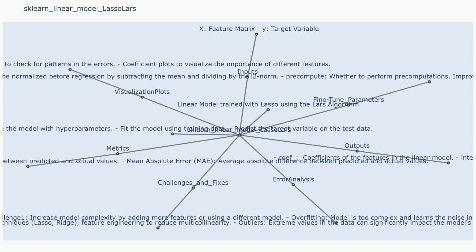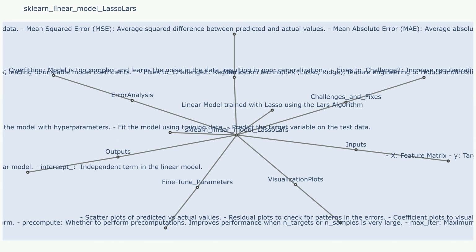Inputs: X, a 2D array of independent variables. Each row represents an observation, and each column represents a feature.